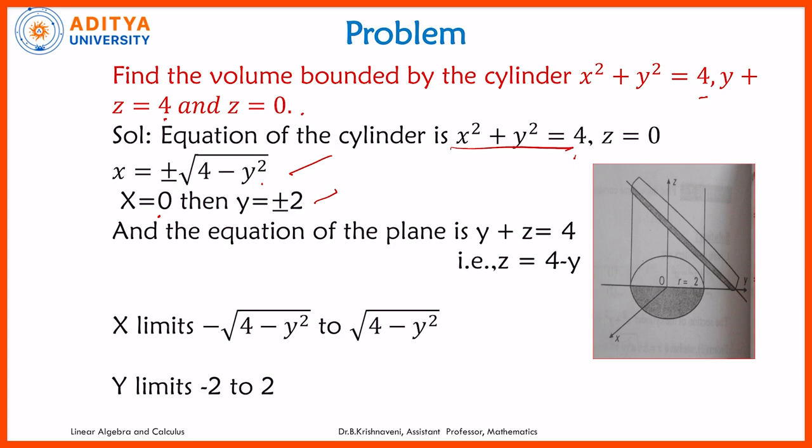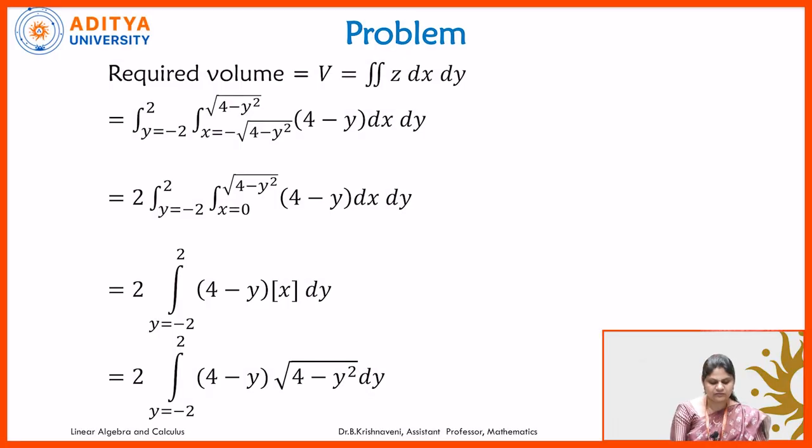And the equation of the plane is given by y + z = 4. From this, z = 4 - y. So clearly the x limits are from minus root of (4 - y²) to root of (4 - y²), and the y limits are from minus 2 to 2, and here z = 4 - y. By taking all this we need to find the volume bounded by this cylinder. And the required volume is given by the double integral of z dx dy.